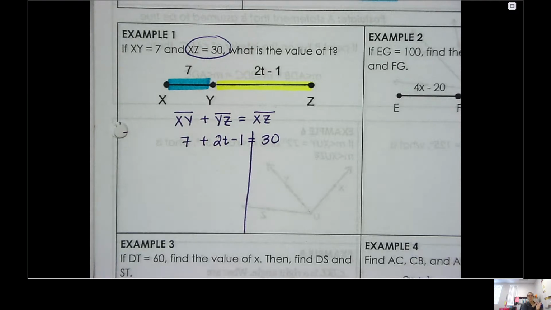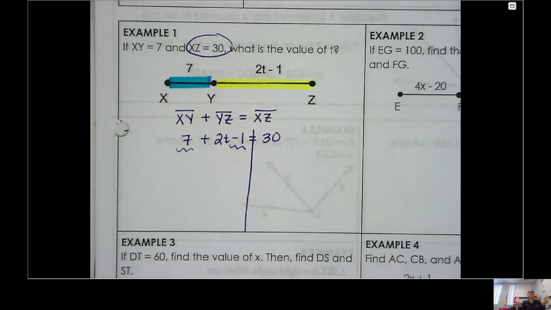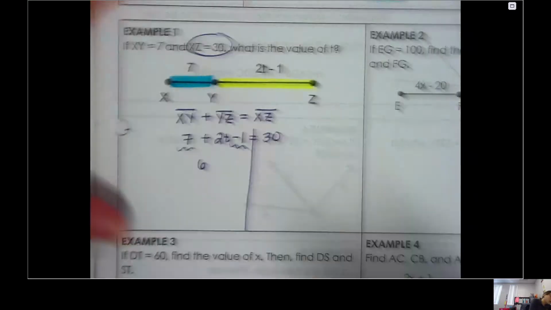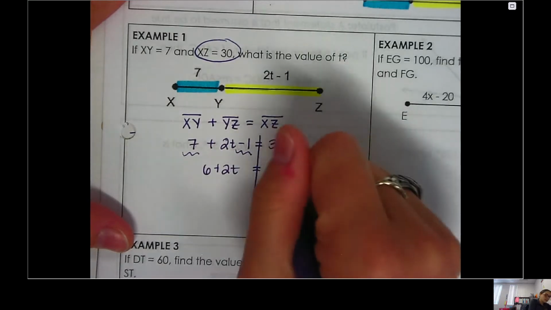What should I do first? What's the next thing that I should do? Ryan, what do you think? You've got to get the 1 and the 7 together, because they're on the same side of the equation. That's called combining like terms. What is a positive 7 and a negative 1? 6. Good. And what should I do with the 2t? Bring it down. And then bring down my 30.